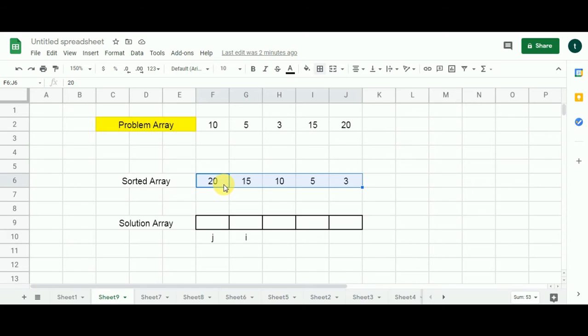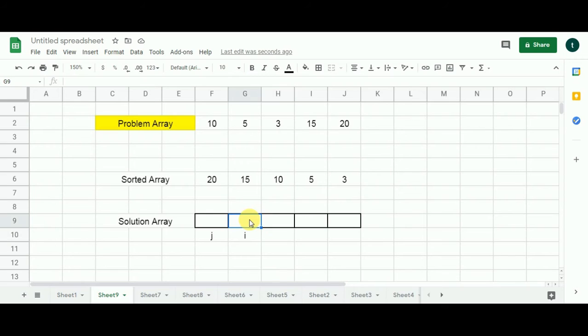Now this problem is a variation of the longest increasing subsequence problem, so it will be solved in a similar manner. This is our solution array, and here are my two variables, j and i. i will keep moving towards the right and j will move away from i on the left-hand side. As we progress, you will get an idea. Now let's start solving this problem.